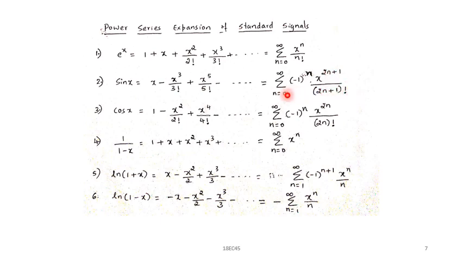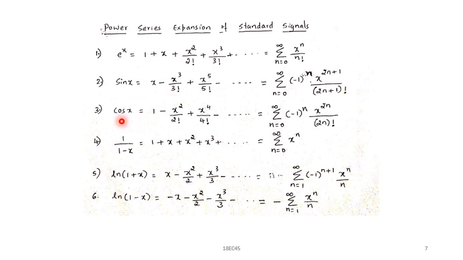Here if I put the values of n, that is n is equal to 0, n is equal to 1, n is equal to 2, n is equal to 3 and so on, we'll get this expression. So this is in standard or general form, minus 1 to the power n, x to the power 2n plus 1 divided by 2n plus 1 factorial.